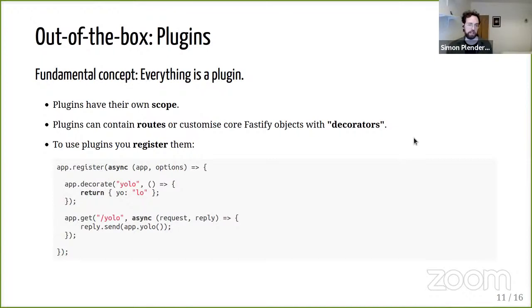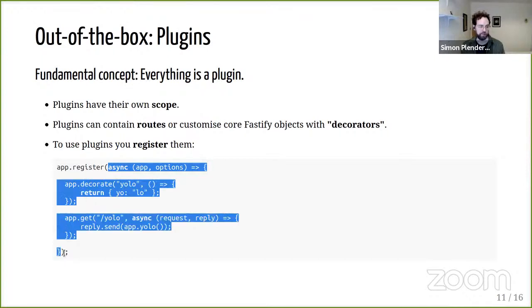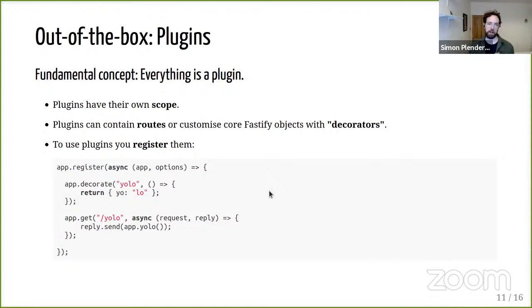So plugins can contain routes, or they can customize core Fastify objects with decorators. So you can see here we have this YOLO decorator, and inside our YOLO route, we can actually call that to send back a response. This is a very basic example. For every plugin, you can register them. So for example, this code here could be in a separate module, and we'd import it and use it. This allows us to make our application very modular and separate all of our concerns.